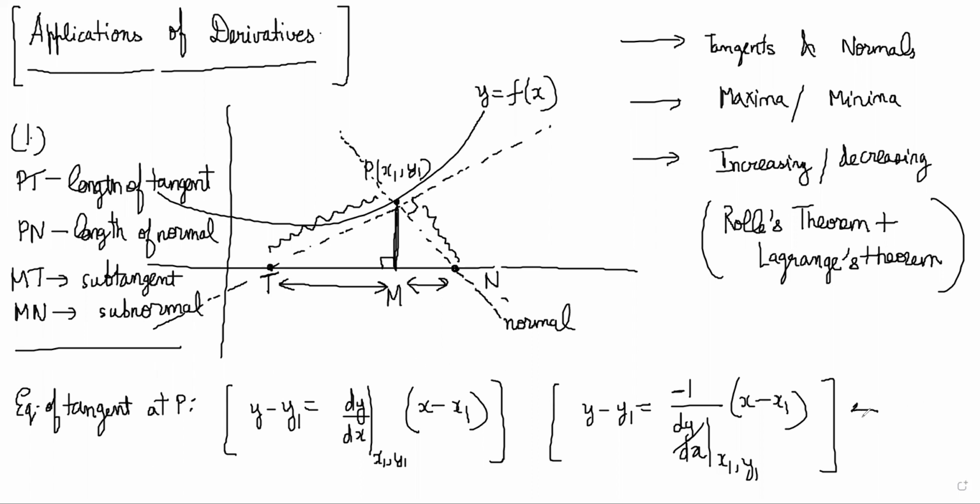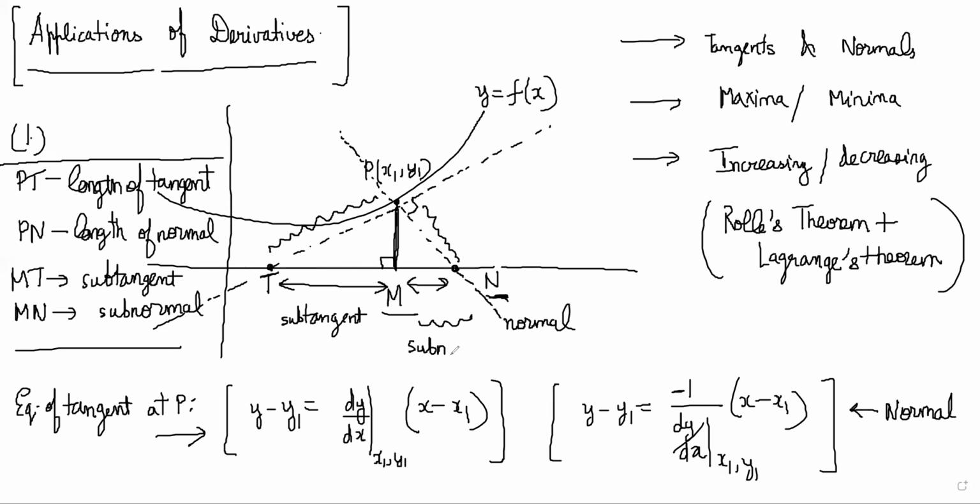Yes. This is the normal equation, this is the tangent equation, and this tangent line cuts the x-axis at a point T, and the normal line cuts the x-axis at a point N. And from the point of tangency, if you drop a perpendicular on the x-axis, that is your point M. Then these are lengths that are defined, and they have meaning attached to them by definition. So length of tangent will be the distance PT, length of normal will be PN, MT will be called subtangent, and MN will be called subnormal.